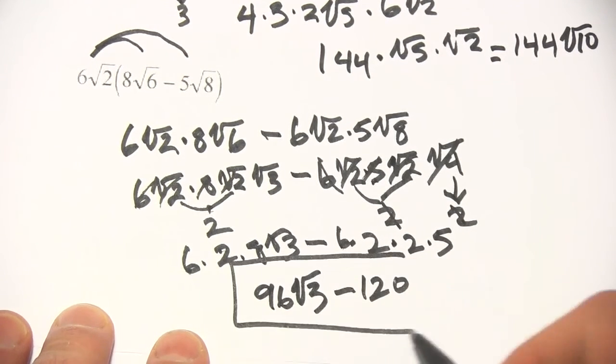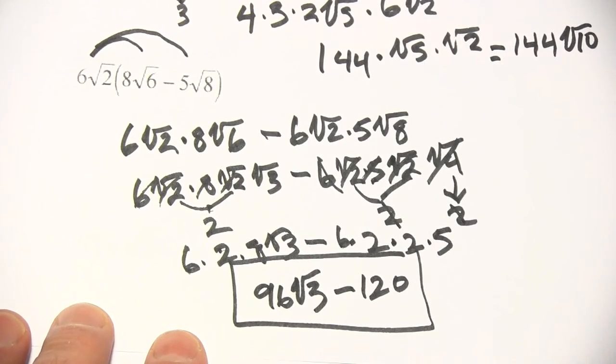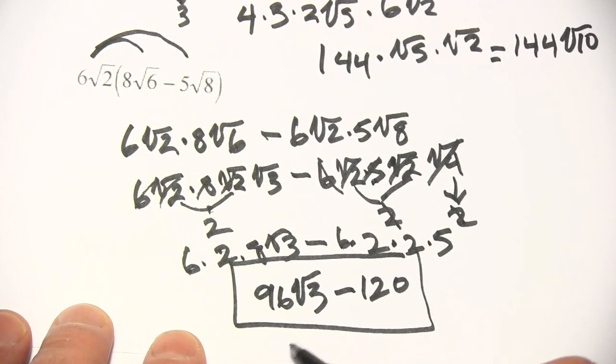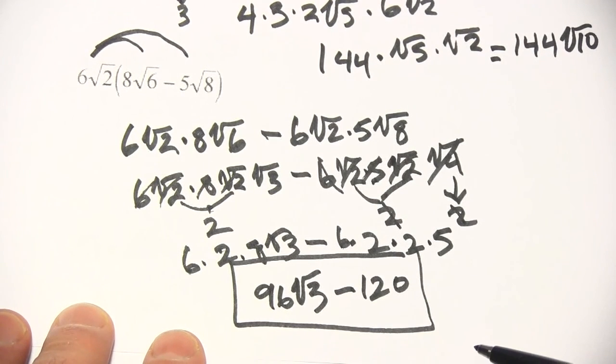So the answer I got there, I might want to check all my math on that one, just in case I messed up. But I got 96 times the square root of 3 minus 120. And that's a little bit of work with simplifying radicals.